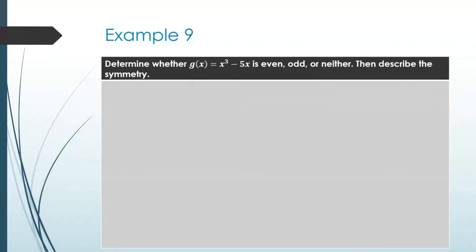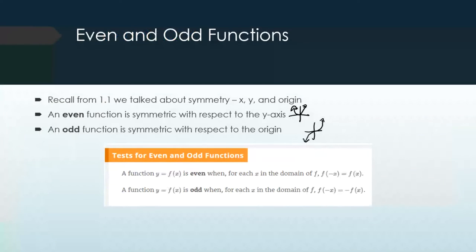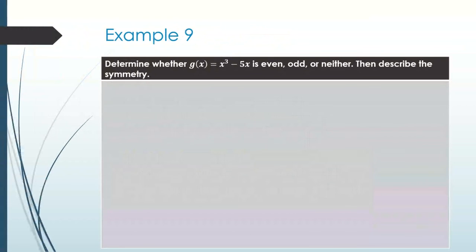So this is my last example. Determine whether g of x equals x cubed minus 5x is even, odd, or neither. Then describe the symmetry. So if we go back for both of these to test the even or odd, we have to plug in negative x. So that's what we're going to do. We're going to plug in negative x and then see what happens if we get the same function out.